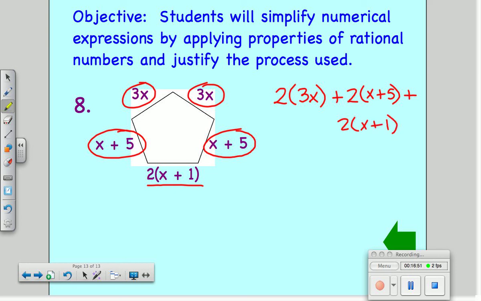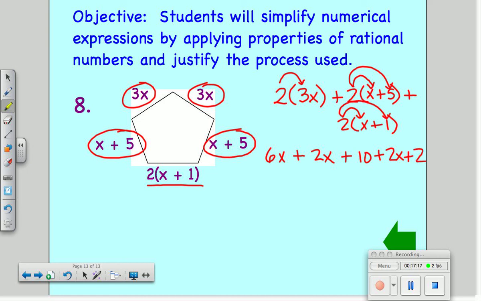Okay, so let's use distributive property here first. 2 times 3x is 6x, plus 2 times x is 2x, plus 2 times 5 is 10, plus 2 times x is 2x, plus 2 times 1 is 2.